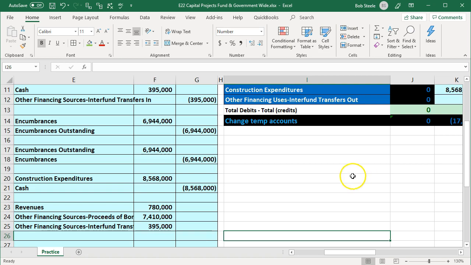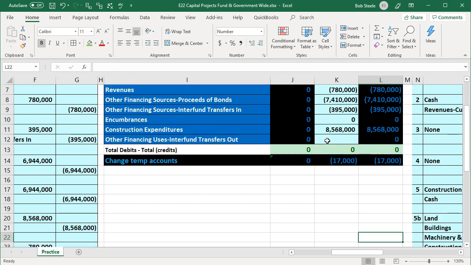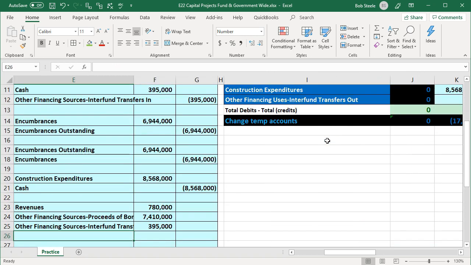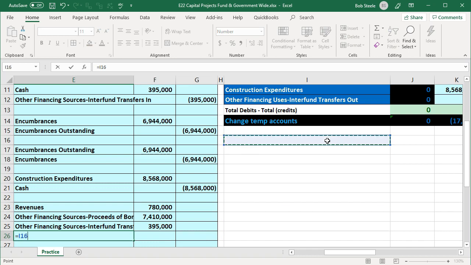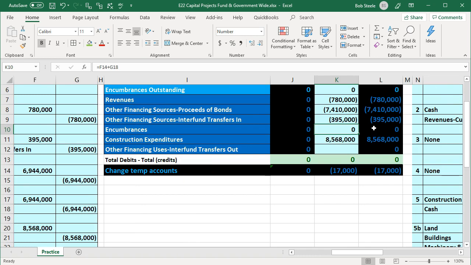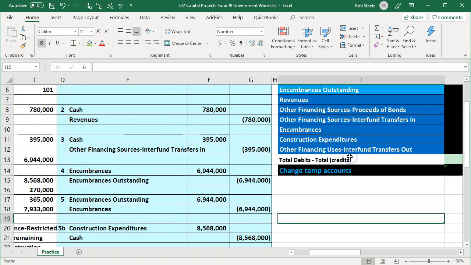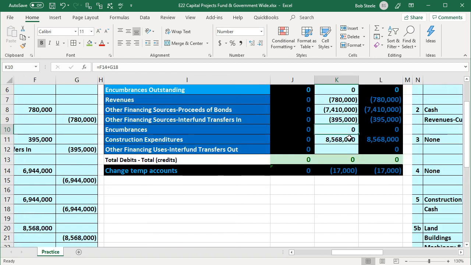And then the next thing we have here has this $8 million in it. That's in the construction expenditures. It's got a debit. Therefore, we need to credit it, do the opposite thing to it to make it go down. So we're going to credit that one for the construction expenditures. The amount then being 8,568,000. And there we have that. So that's going to close that out.